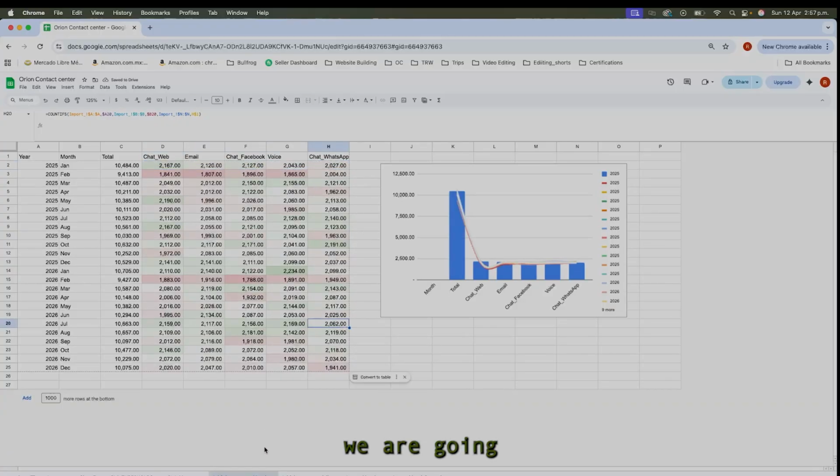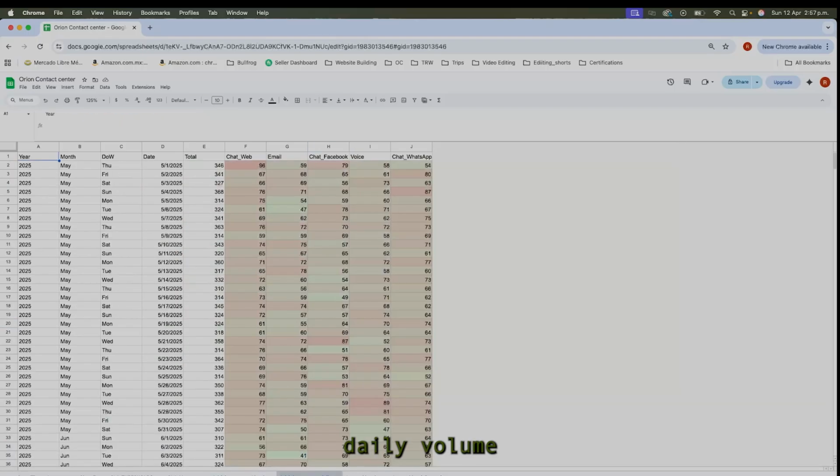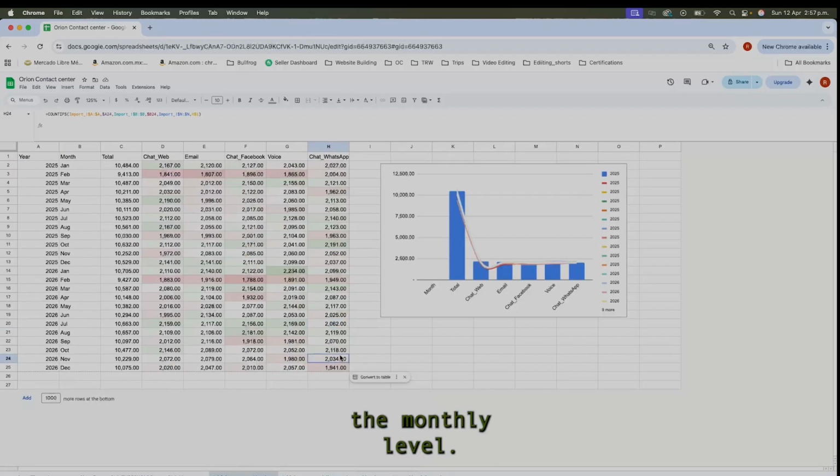So now we are going to move into the daily volume by channel. We here did the monthly level. We are getting around 2,000 interactions. We see right off the bat that the chat web channel is having the least amount of interactions. But if we move to the others, you'll see that the volume is practically steady all across the board.